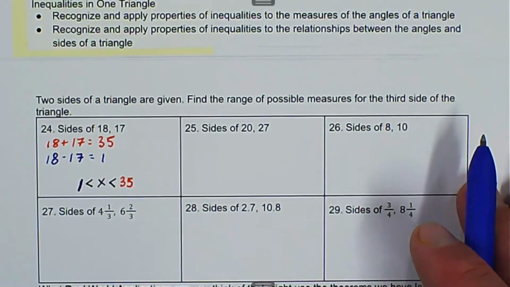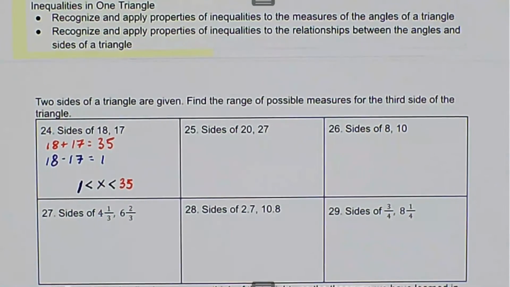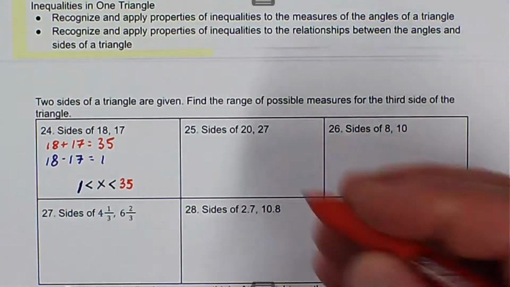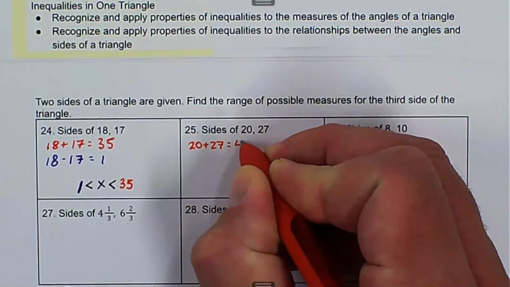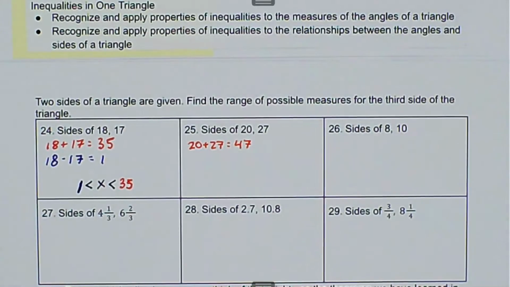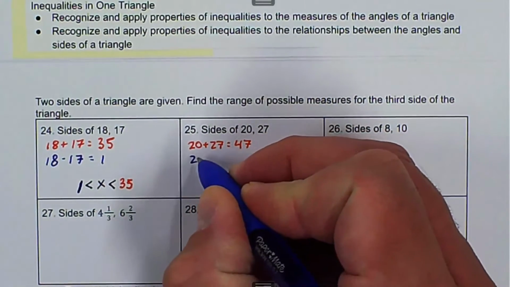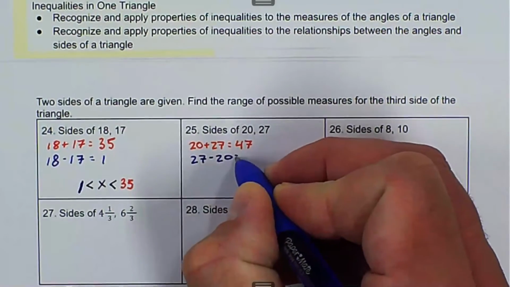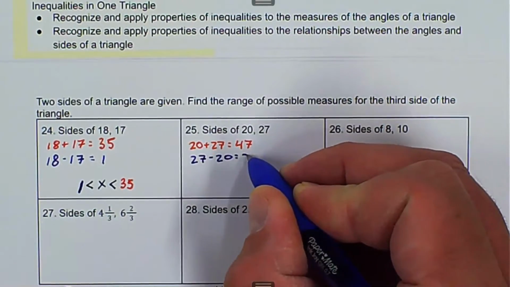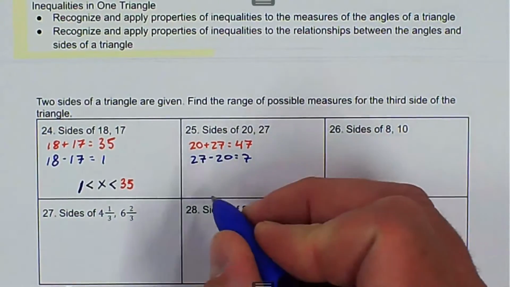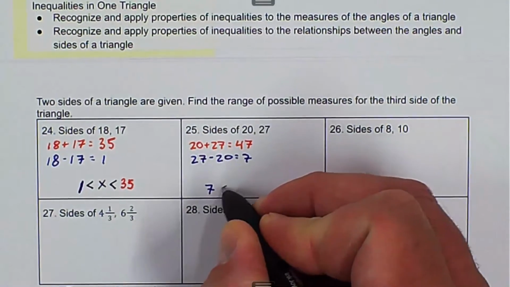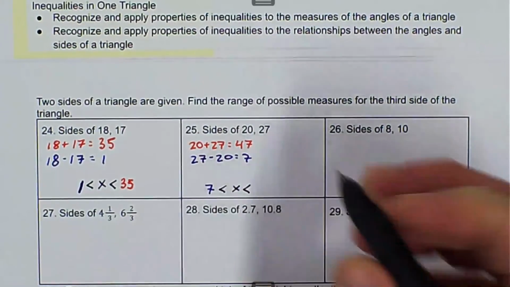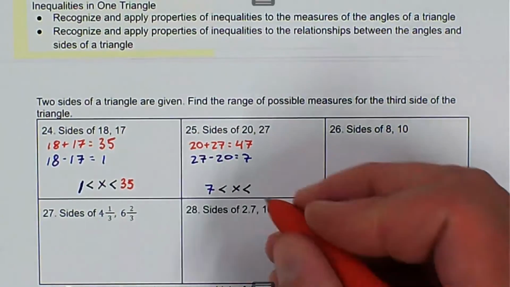We can look at number 25, and we can say exact same thing. 20 plus 27 is equal to 47. 27 minus 20 is equal to 7. So our small value is 7. 7 has to be less than x, has to be less than 47.